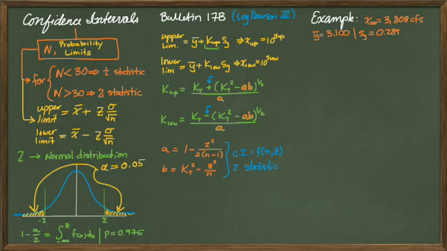The standard deviation of the log of the stream flows, well, it's getting kind of a mouthful, is 0.289, and the skew is negative 0.7. And of course, the number of observations is 41 years. So what we want to do is find the 95% confidence limits. That means our alpha is 0.05.